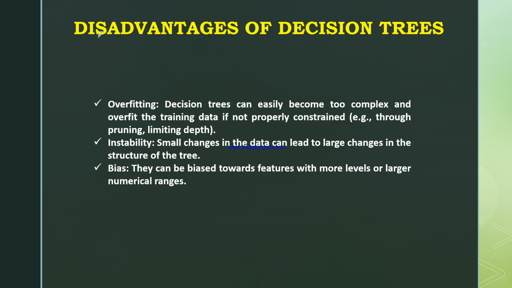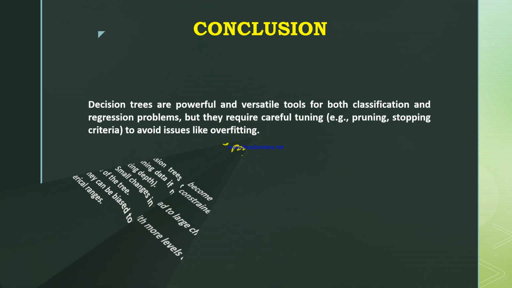Disadvantages of decision trees. Overfitting: decision trees can easily become too complex and overfit the training data if not properly constrained through pruning and limiting depth. Instability: small changes in the data can lead to large changes in the structure of the tree. Bias: they can be biased toward features with more levels or larger numerical ranges.